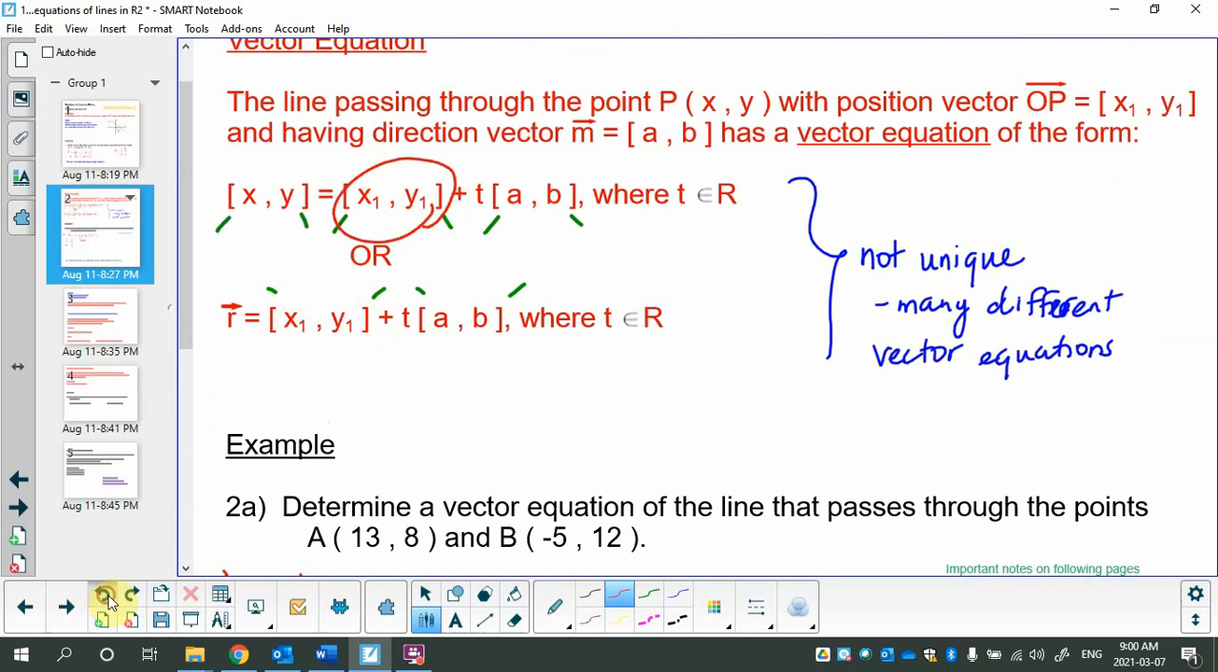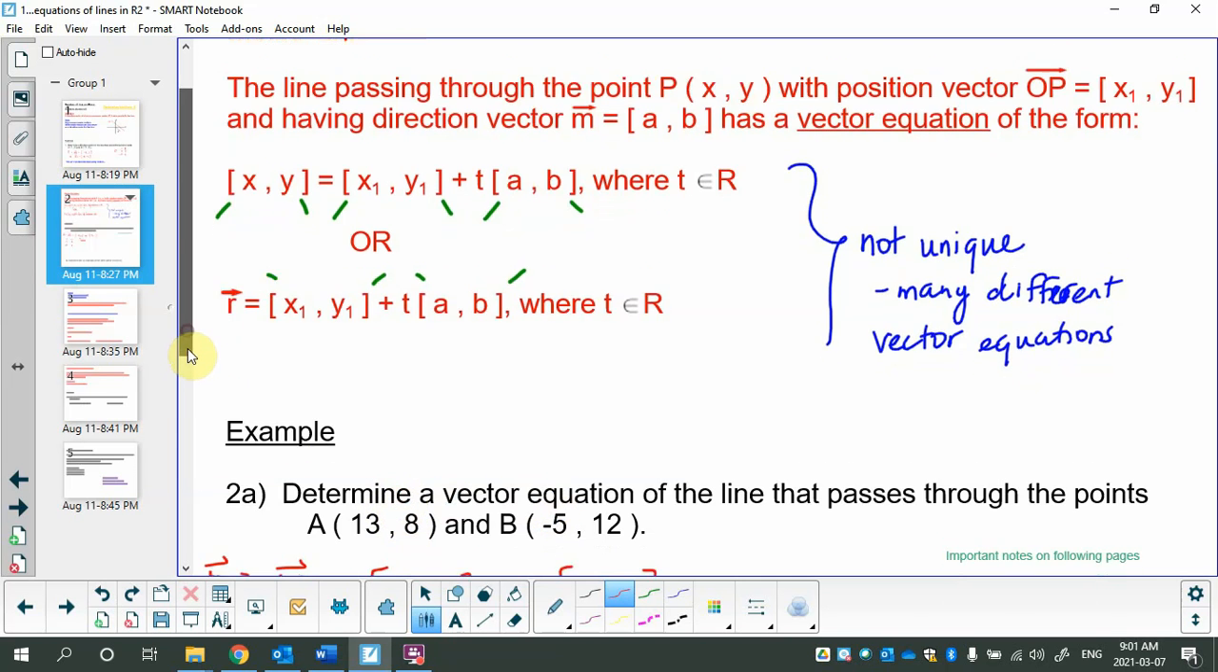And it doesn't matter whether you pick point 13, 8 or if you pick point negative 5, 12. This can't be reduced, but that's why you can't say that you have a unique answer, because half of you might pick A and half of you might pick B.